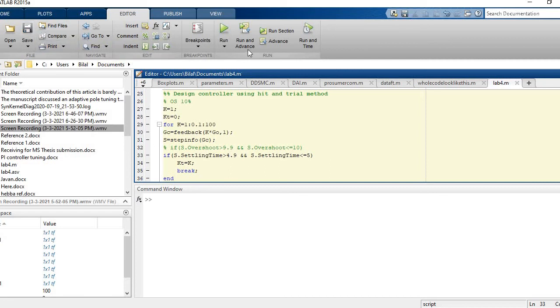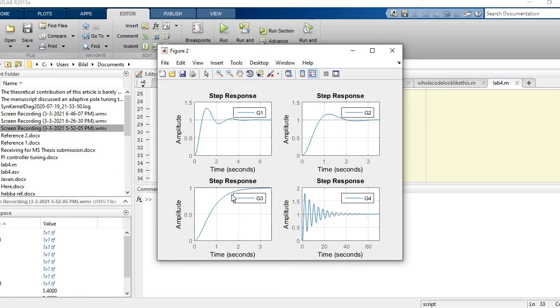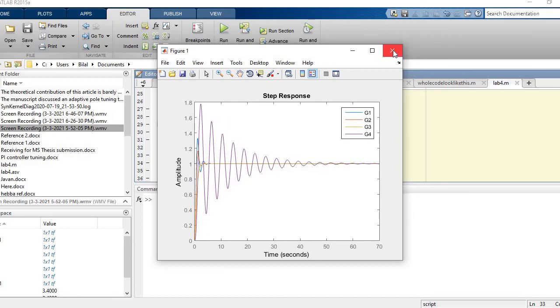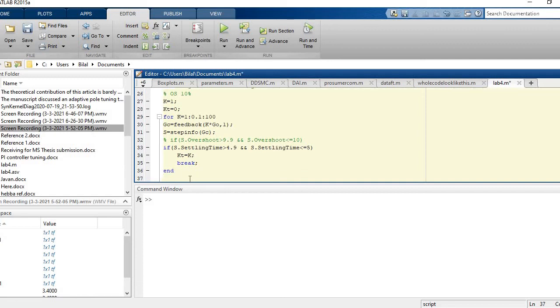The idea is to appreciate that we need some design methods so that we can do things more easily. So this is our lab. After that you can look at the figure.